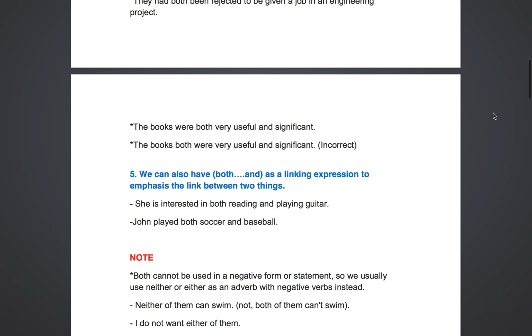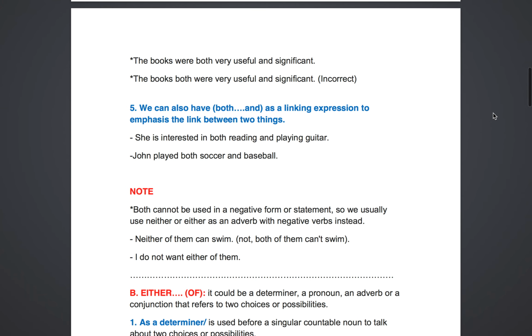The perfect tense. Here, the books were both very useful and significant. You cannot say the books both were very useful and significant. This depends on the verb you have. The last but not least function we have is that we can also have both and as a linking expression to emphasize the link between two things. Here the different uses of both with and can refer to two things together that they are similar, as we talked about in the definition we have.